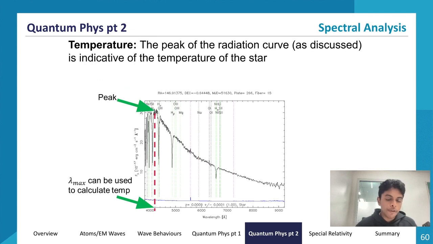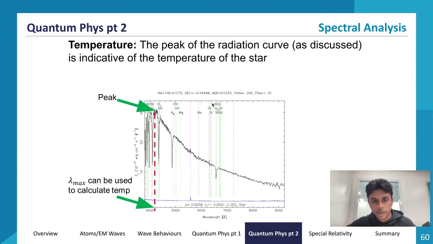So yeah, the first thing that we can calculate using spectral analysis is temperature, which we've already discussed. Regarding temperature, we find the peak of the radiation curve. We find the peak, or the max wavelength, the wavelength with the maximum intensity, and then we can use that to indicate the temperature of the star. We have lambda max equals b on T. We rearrange to find T equals b on lambda max, and we can find the temperature. So we already did this with Wien's law.